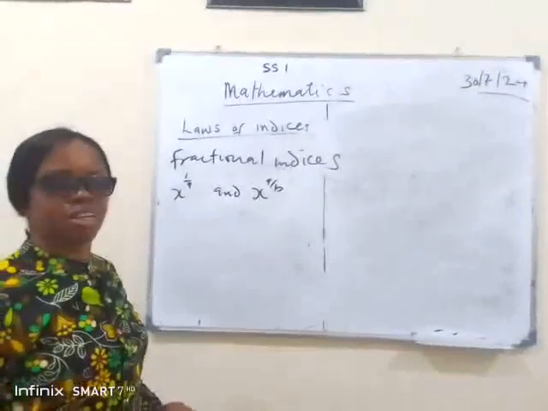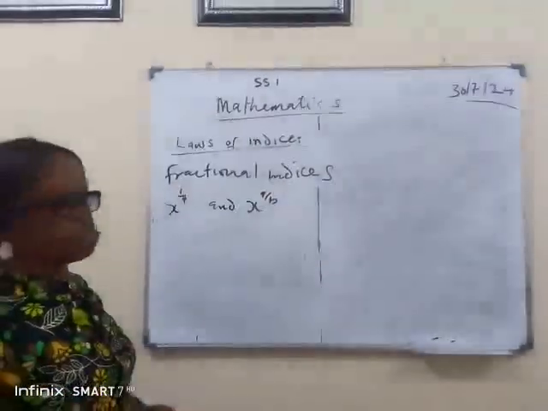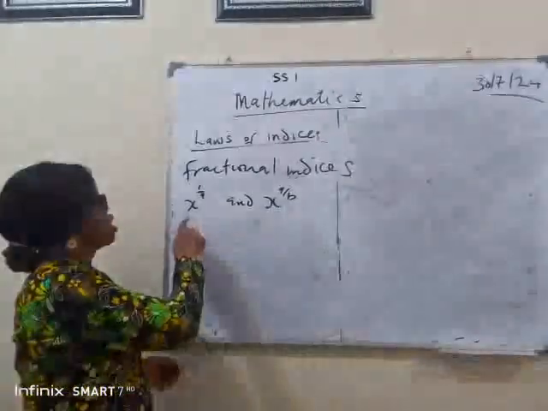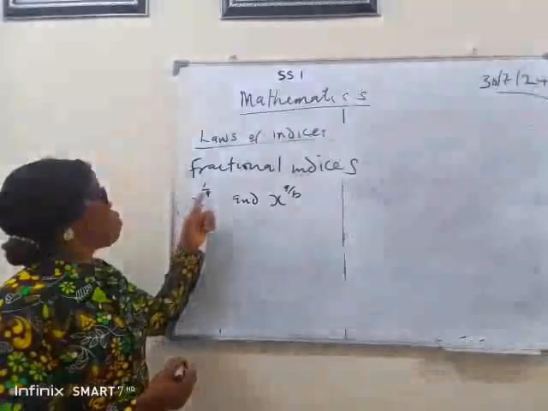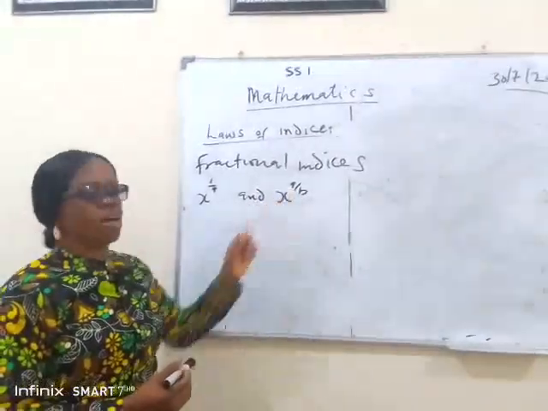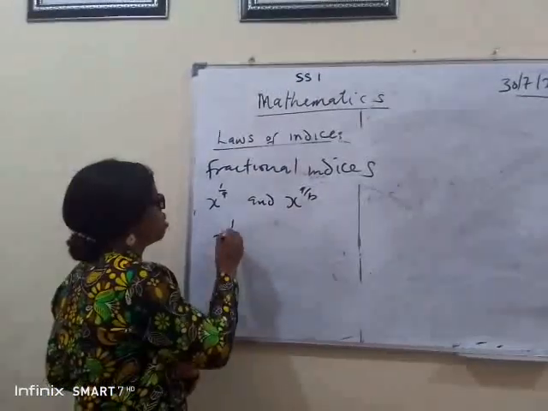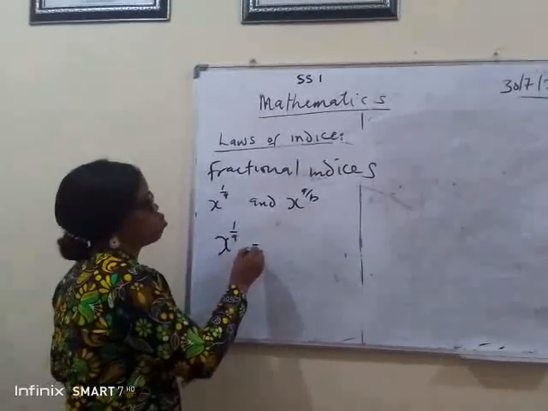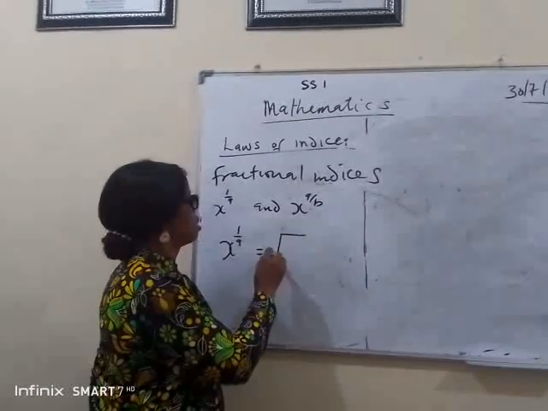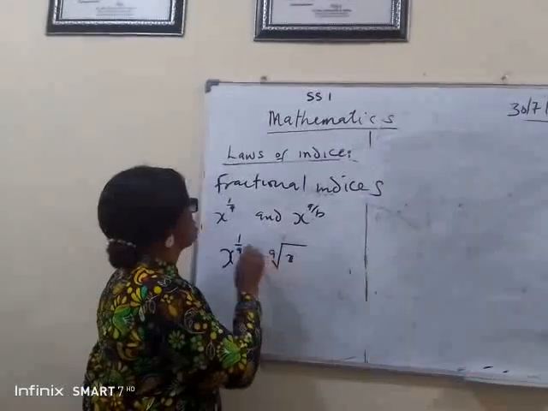Okay, coming to the final additional part of the topic, we have fractional indices. In this case, we have x raised to power 1 over a and x raised to power a over b. Let's take them one after the other. I have x raised to power 1 over a. In this case, what I would get is the a-th root of x, this one will come and be here.